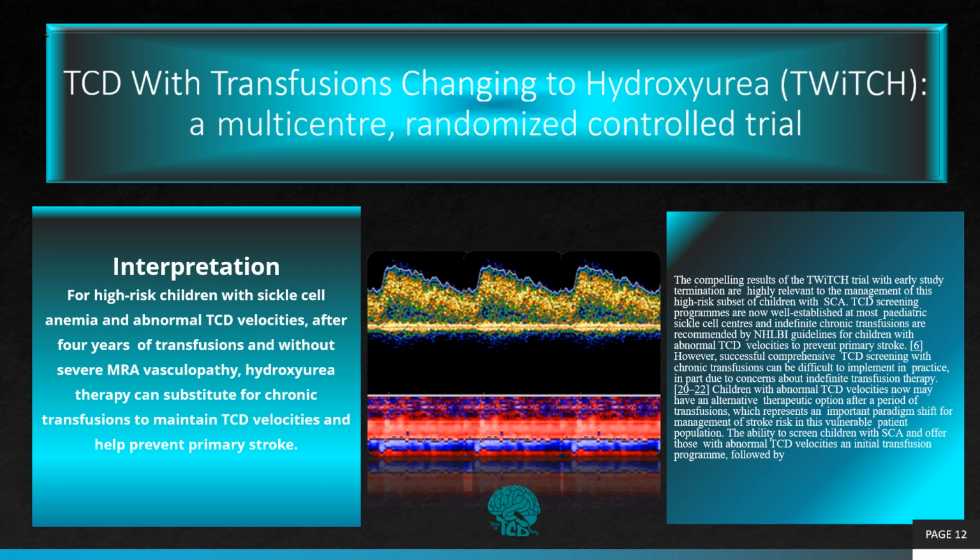So TCD with transfusions, changing to hydroxyurea, the Twitch study, this was for high-risk children with sickle cell anemia and abnormal TCD velocities. After 4 years of transfusions and without MRA vasculopathy, hydroxyurea therapy can substitute for chronic transfusions to maintain TCD velocities, and it helps prevent primary stroke.